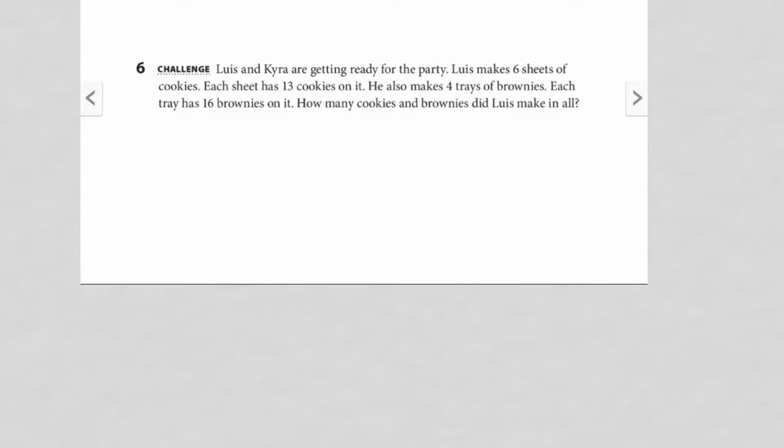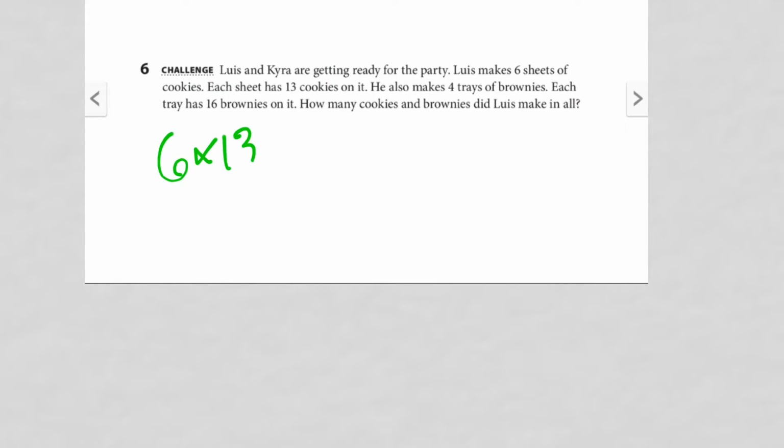Our challenge is actually something that hopefully shouldn't be that much of a challenge. It's probably more of a challenge because it's a 2-step problem. But kids have had lots of practice with 2-step problems already. So Luis is making 6 sheets of cookies, and each cookie sheet has 13 cookies on it. Plus, he's making 4 trays with 16 brownies on each. How many cookies and brownies did Luis make in all?